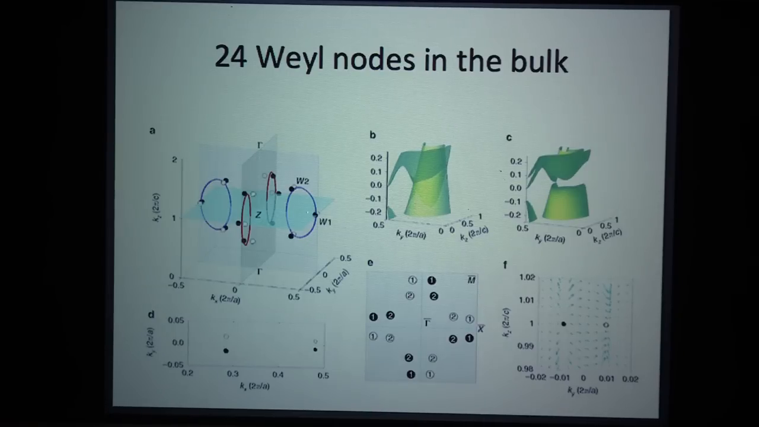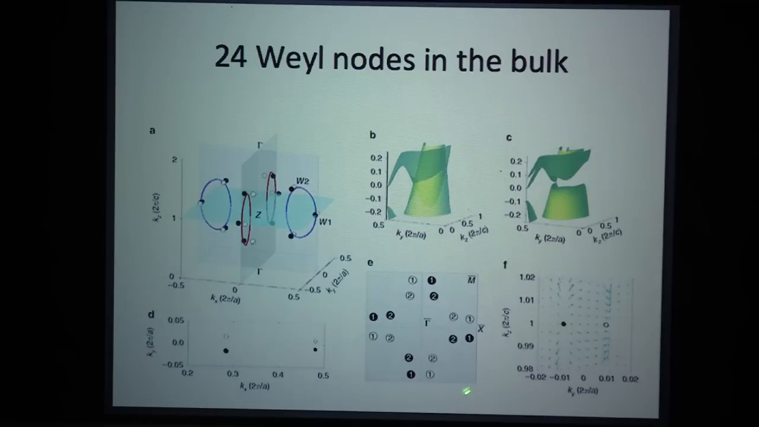You can see that in this case, you have a set of Weyl points you can find on these edges, and then there are others on and off this plane. When they project onto the plane, you have a pair of them. So then you can count how many nodes there are. In this particular crystal, you have 24 Weyl nodes.